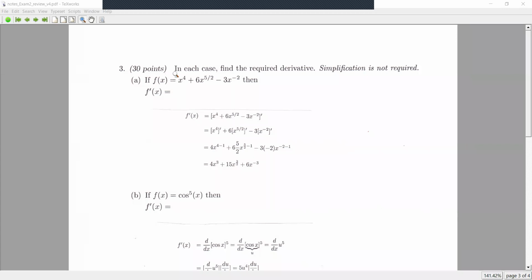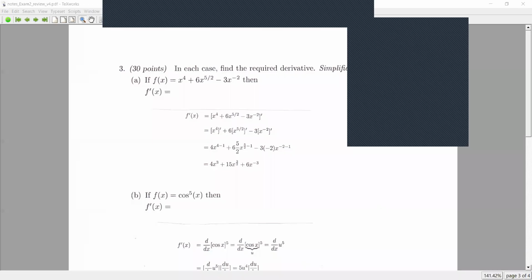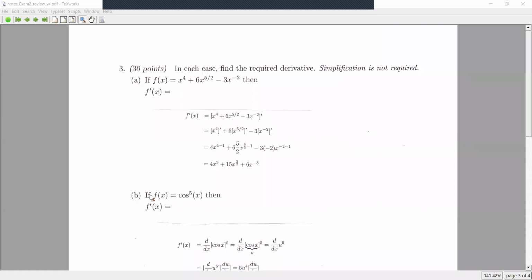Problem 3. In each case, find the required derivative. Simplification is not required. This problem has 6 questions. Let me pick 2 questions to answer. Question B. f is cosine to the 5th of x. Cosine to the 5th of x is equal to cosine of x to the 5th.